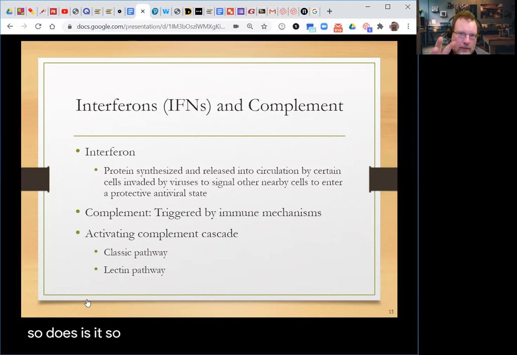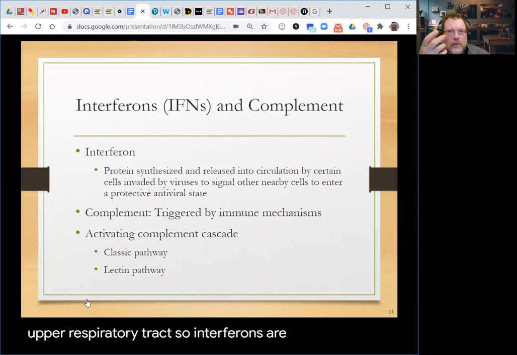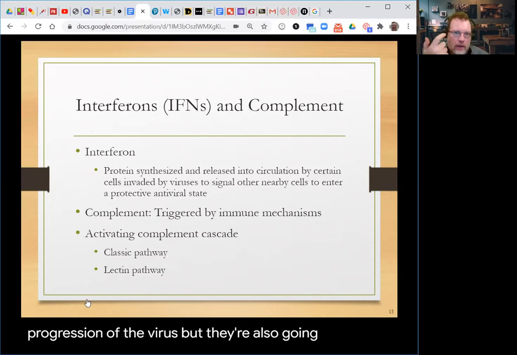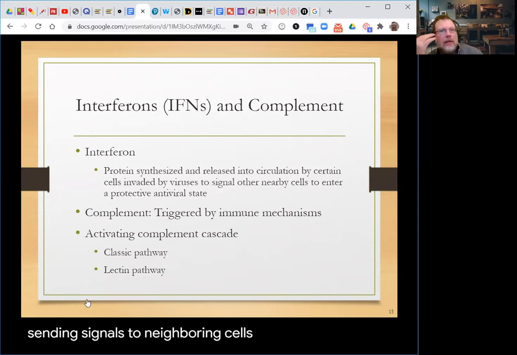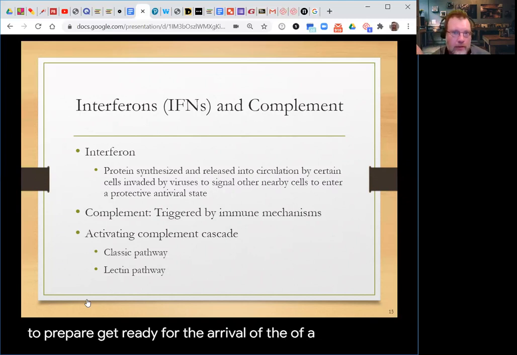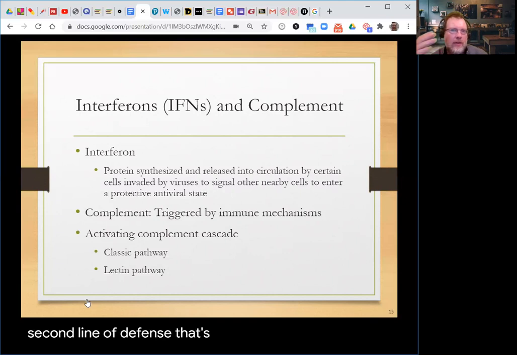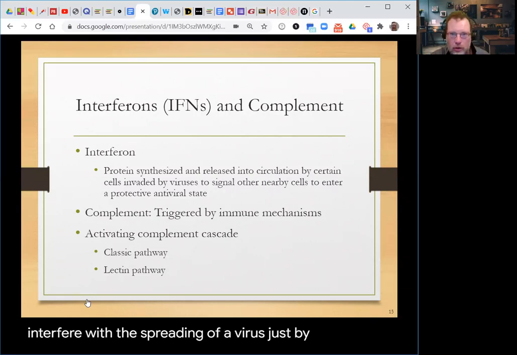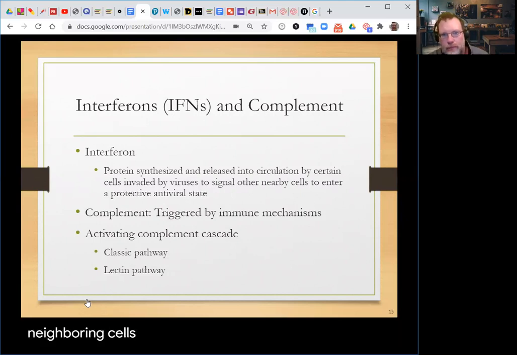So what it does is a virus comes in, attacks, we'll say a mucus cell in the upper respiratory tract. So interferons are going to secrete some enzymes to try and slow down the progression of the virus, but they're also going to start sending signals to neighboring cells, basically telling them to prepare, okay, get ready for the arrival of a virus potentially. So again, they're part of that second line of defense that's going to try and prevent the spread of the virus. So interferons can interfere with the spreading of a virus just by alerting neighboring cells and telling them to prep.